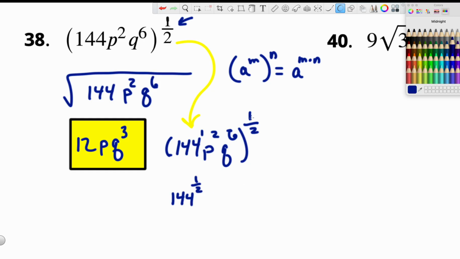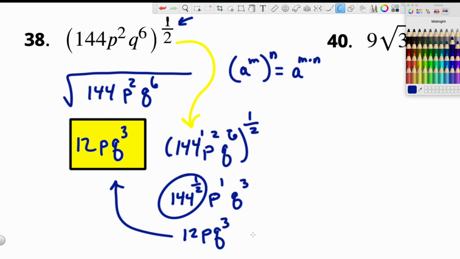So for p, 2 times 1/2 is 1. And 6 times 1/2 is 3. So this would be q to the 3rd. Now this right here still means square root. So we take the square root of 144 and it's 12. So we get 12p q to the 3rd. You guys see we got the same thing.